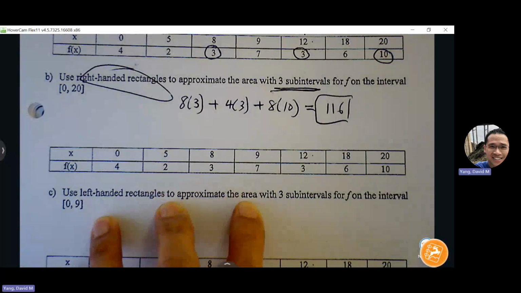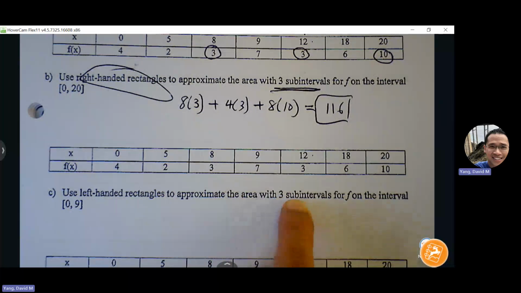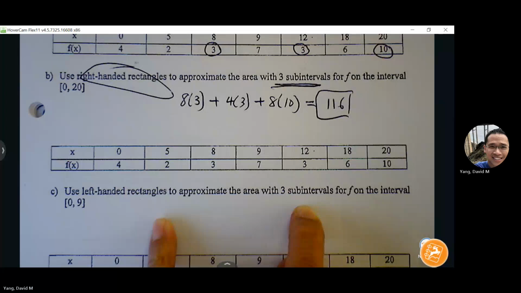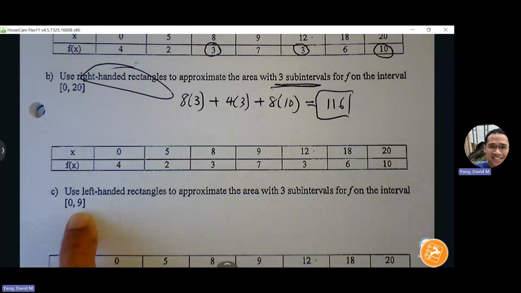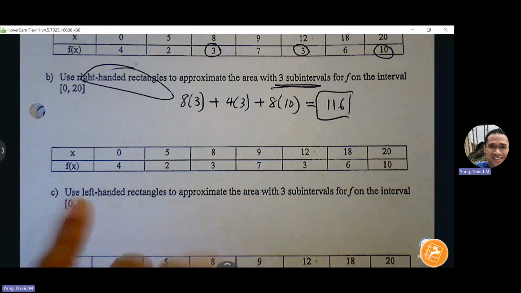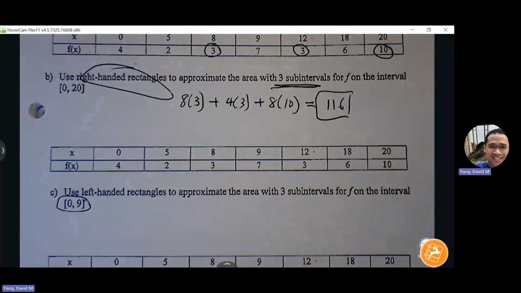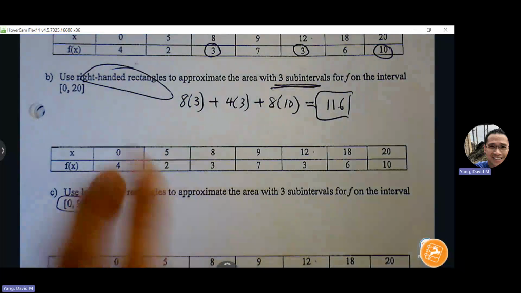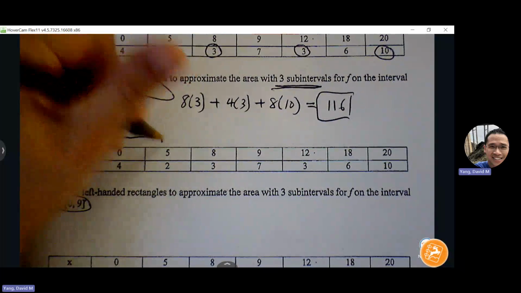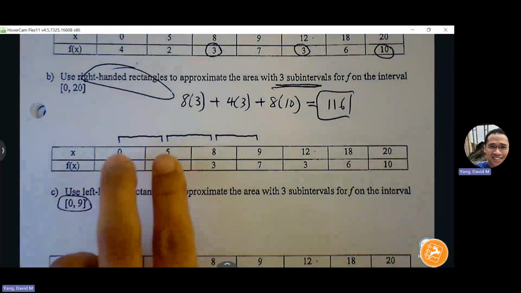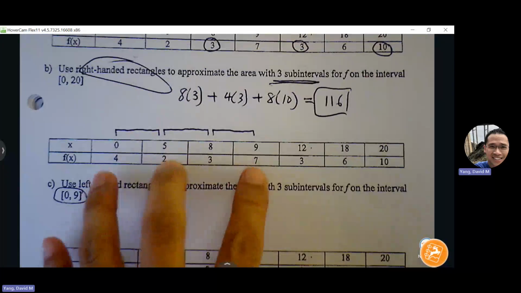Okay, part C, use 3 left-handed rectangles to approximate area, 3 subintervals on the interval from 0 to 9. What's different about this one? Say it again? Yeah, so we've got to be careful, right? Here, we're only going from 0 to 9, so make sure you pay attention to where you're starting and where you're ending. We can't assume that we're using the entire table, right? So in this case, if I want to go from 0 to 9, every subinterval only spans across what? 2. So 0 to 5, 5 to 8, 8 to 9. Now, if it spans across 2, I'm never going to ask you for midpoint, okay?